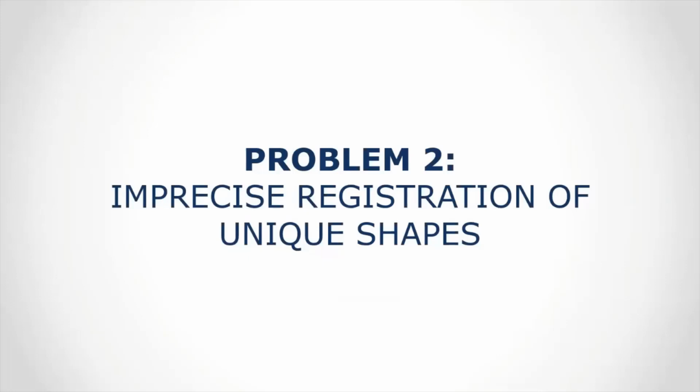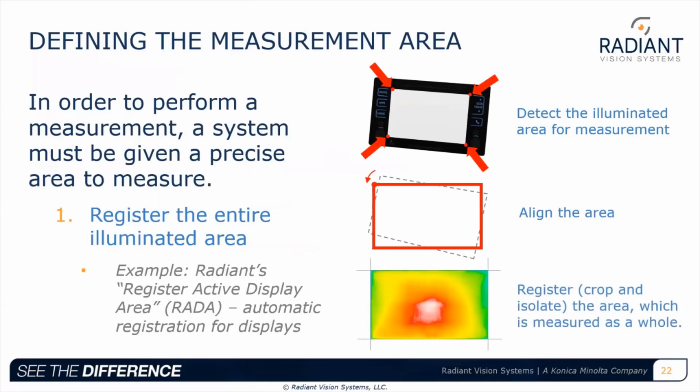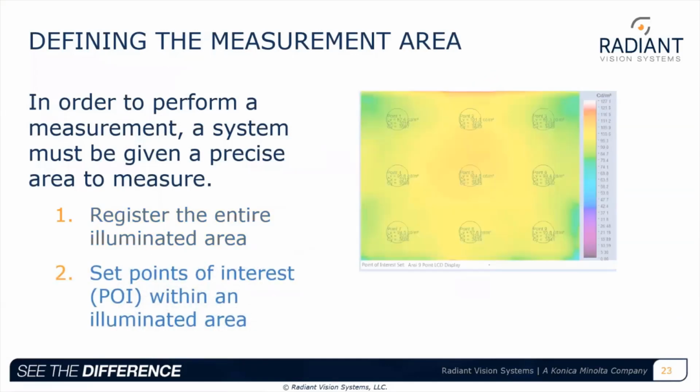So now let's take a look at the second major problem we see with current industry methods to really understand why a more advanced inspection software is needed. So here's an example where we are measuring a standard rectangular region of a display. This is from Radiant Vision Systems Register Active Display Area, or RADA, which is from our display inspection solution, if you're familiar with that. In this case, the registration requires 4 illuminated corners.